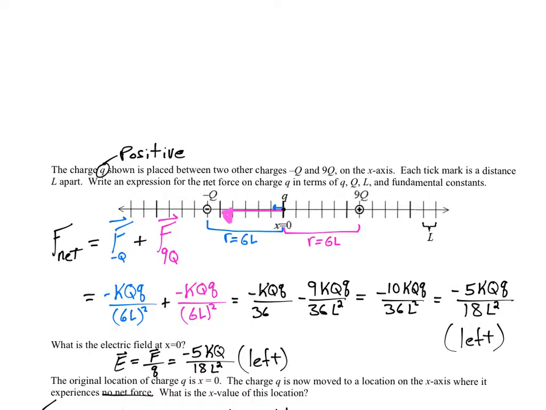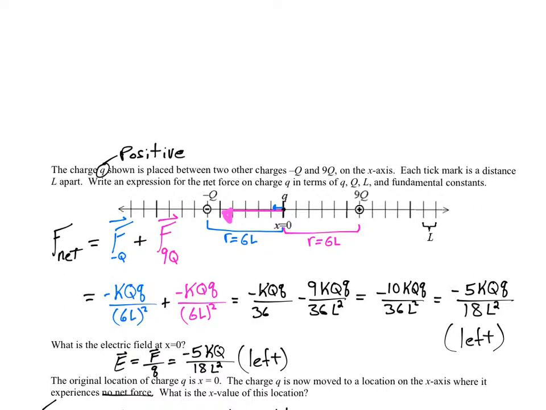So positive charge here, that's a repulsive force. Negative charge here, positive charge here, that's an attractive force. So they both point to the left. The left in this case is a negative direction. So that's where this negative and this negative sign come from.